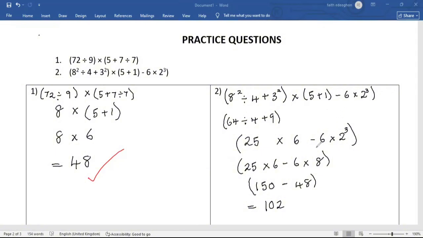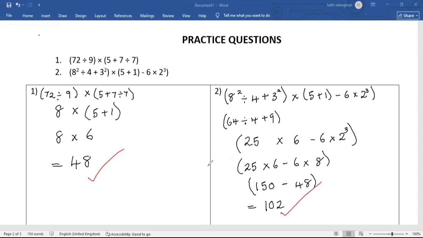And then minus 6 times 2 raised to the power of 3, which is 2 cube. So we'll do the cube first. 2 cube is what? 8. So we have 25 times 6 minus 6 times 8. Remember, multiplication comes before subtraction. So you do your multiplications first. 25 times 6 gives us 150. And then 6 times 8 gives us 48. So 150 minus 48, and your answer is 102. If you got 102, you are very correct.